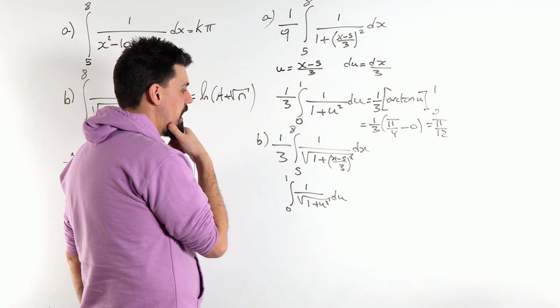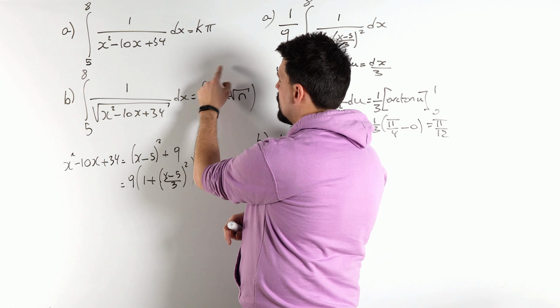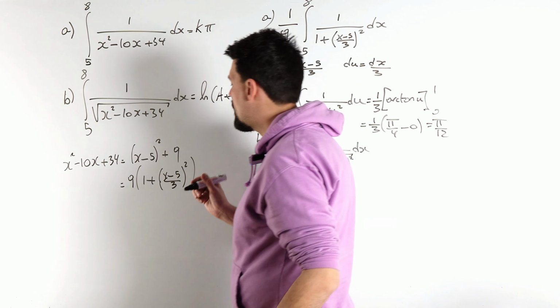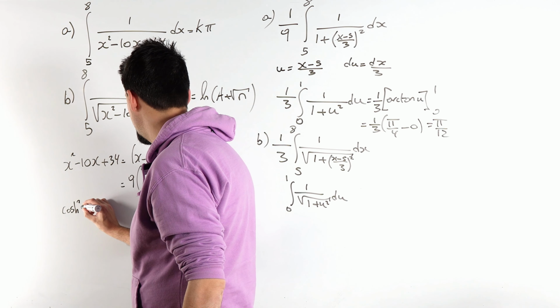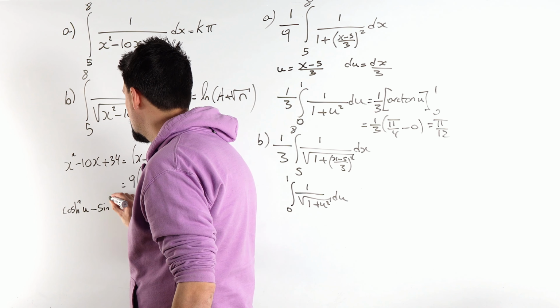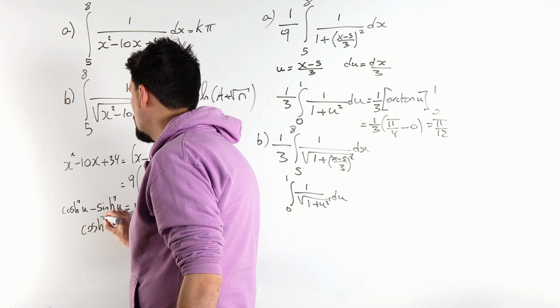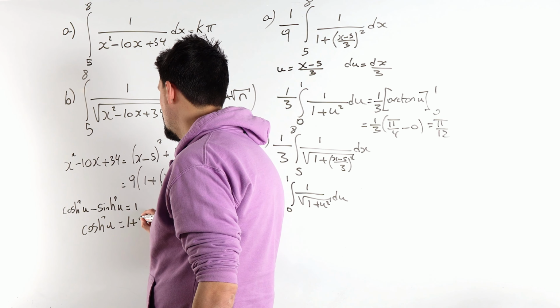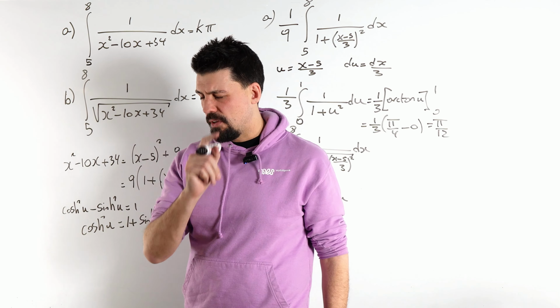So what might I do instead? Now, there is a little key here, is that we're told we're looking for something as a ln. That tells me maybe hyperbolics. Now, we do know that cosh squared u minus sinh squared u is equal to 1. So maybe if I rearrange that, cosh squared u is 1 plus sinh squared u. That gives me a little hint.